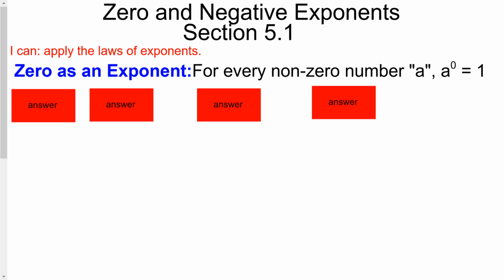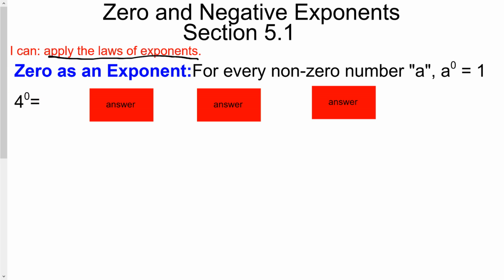Alright, so today we're going to talk about zero and negative exponents. By the end of today, I'd like you guys to be able to apply the laws of exponents to expressions and simplifying them, basically. Okay. So let's get down this definition first. Zero as an exponent. It says for every non-zero number, a raised to the power of 0 is 1. Basically, what that's saying is that any number that's not 0 that has the power of 0 on it will equal 1. Let me show you what I mean.